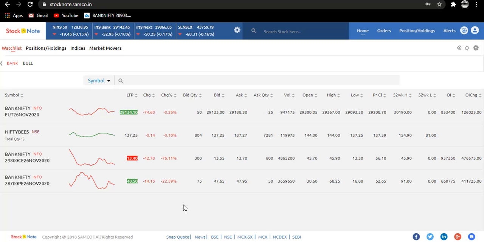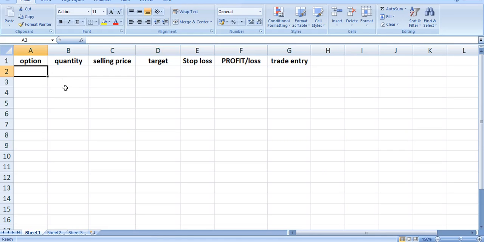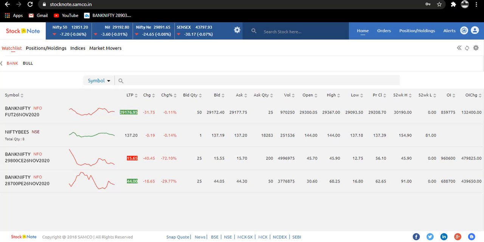Here it is. You can see the 29,800 call is currently trading at 13 rupees and the 28,700 put is trading at around 47. Since we are doing a paper trade, we will take our entry in Excel sheets. Let's place our order in our Excel sheet.